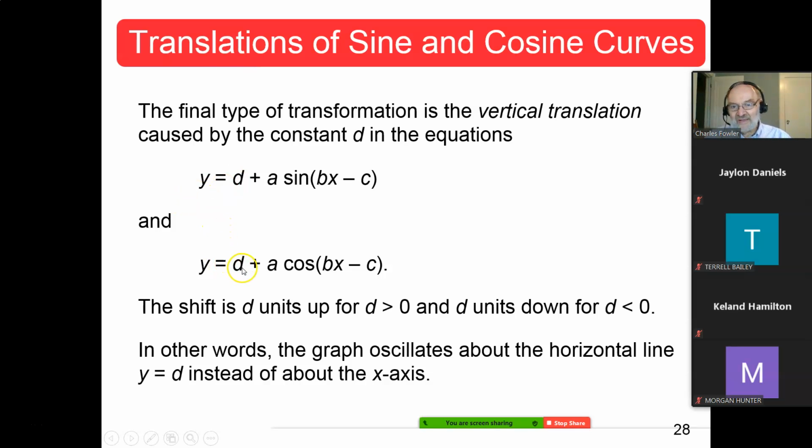And then the D here plus A cosine B x minus C. Of course, I always factor the B out and make the new C that's left here the real phase shift. They have to do C over B as the new phase shift. The shift is D units up if D is positive, D units down if D is negative. Remember, your vertical translations follow the same sign. If D is positive, you're going up. If D is negative, you're going down. In other words, the graph oscillates about the horizontal line y equals D instead of the x-axis. So basically, the D is just shifting everything either up or down.